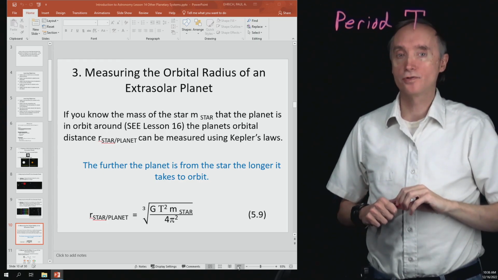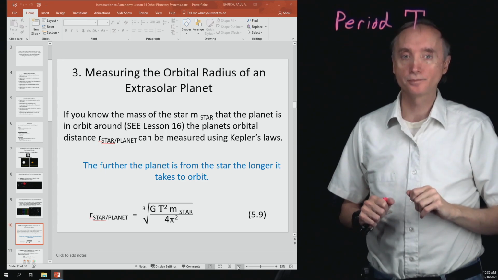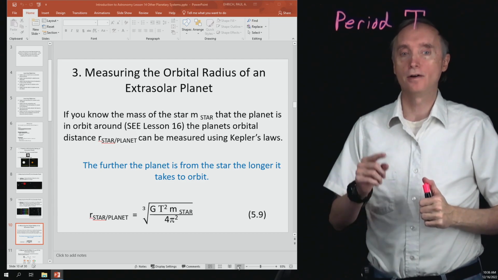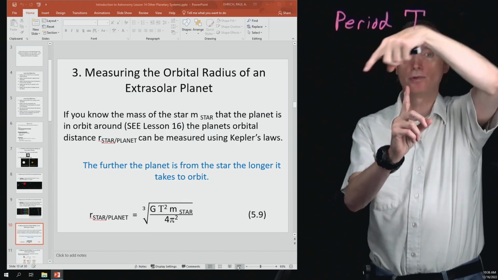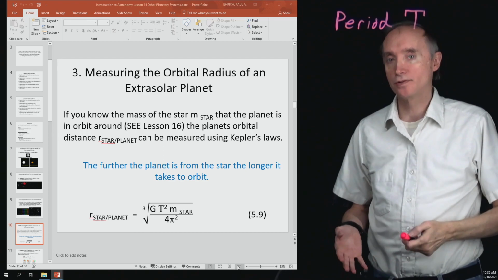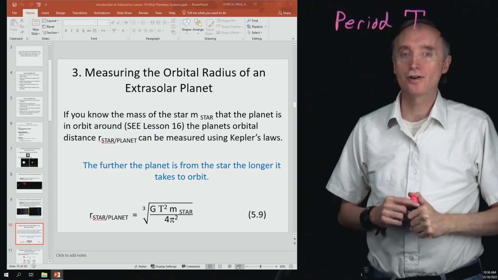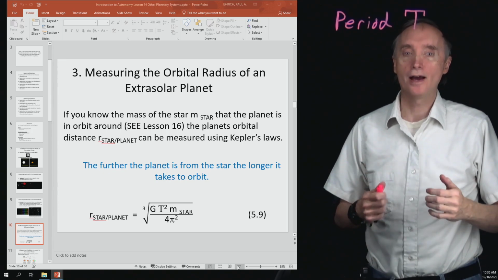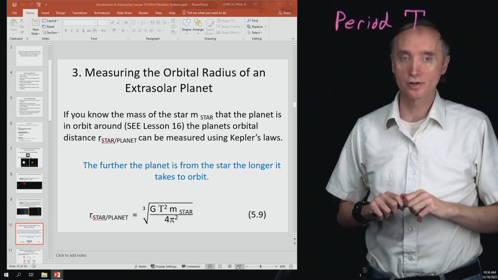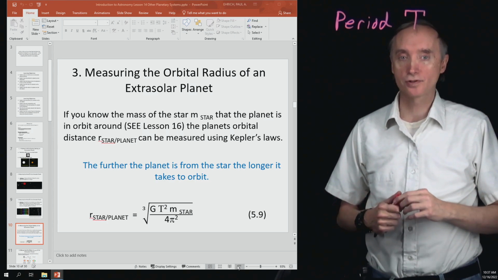The next thing that we're going to try to measure is going to be the orbital radius of this planet. Now, in order to do this, we're going to need to know the mass of the star that the planet is in orbit around. And at this point, we don't know what that mass is. However, if you will stick around until the next unit, when we talk about stars, I'm going to show you how to measure the mass of a star. So we're going to do that in a future episode. So let's just assume that we can measure the mass of a star.